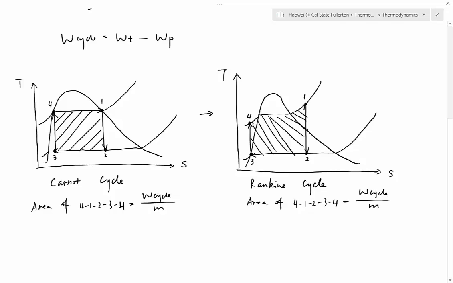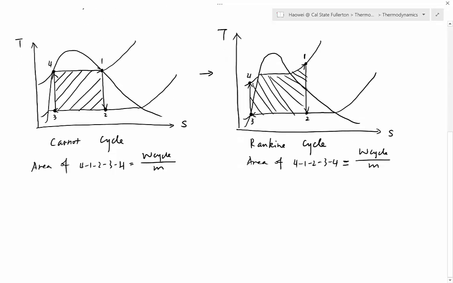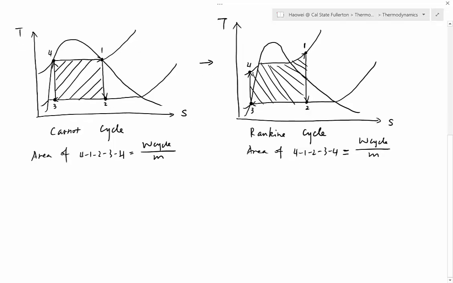So now from the comparison, you can easily tell which one has a bigger area. I've moved number 1 to the right, and I've moved number 3 to the left. So the area of the enclosure for Rankine cycle is actually bigger, meaning the Rankine cycle can give you a higher W cycle. Who doesn't like that? I can get more electricity out of the power plant. Why not? So that's why we prefer Rankine cycle, because it can give us more electricity. Okay, so a few notes regarding Rankine cycle.